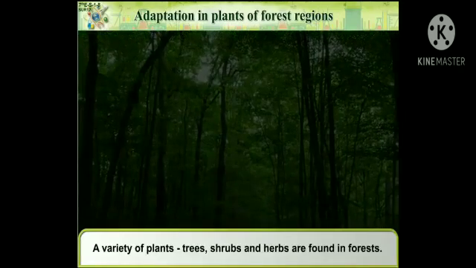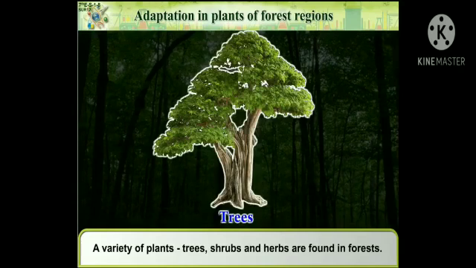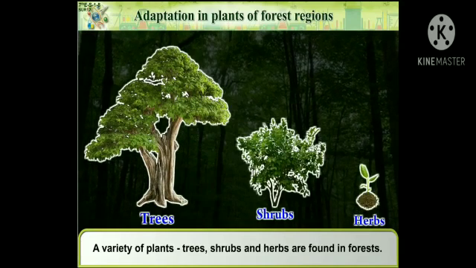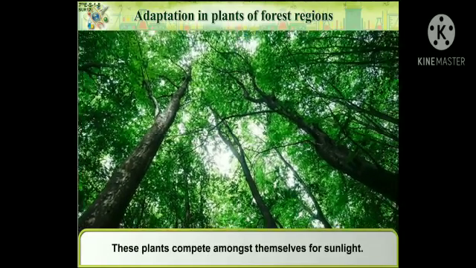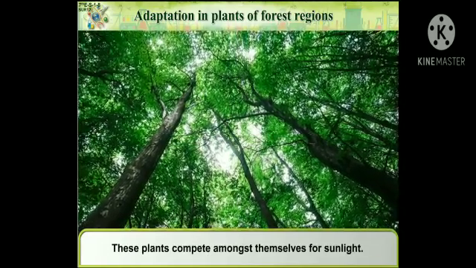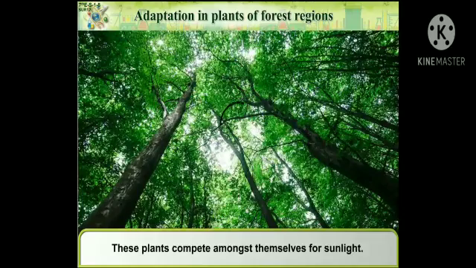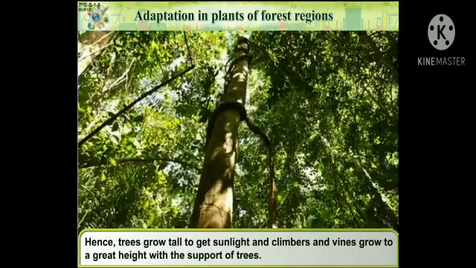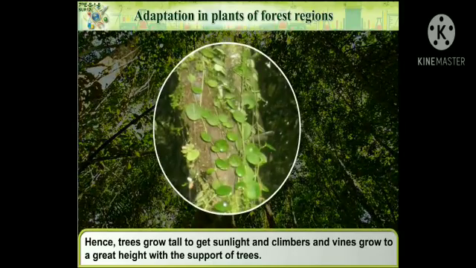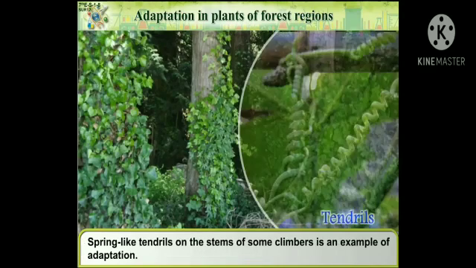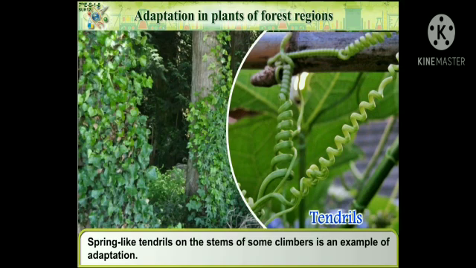Adaptation in plants of forest region. A variety of plants, trees, shrubs and herbs are found in forest. These plants compete amongst themselves for sunlight. Hence, trees grow tall to get sunlight, and climbers and vines grow to a great height with the support of trees. Spring-like tendrils on the stem of some climbers is an example of adaptation.